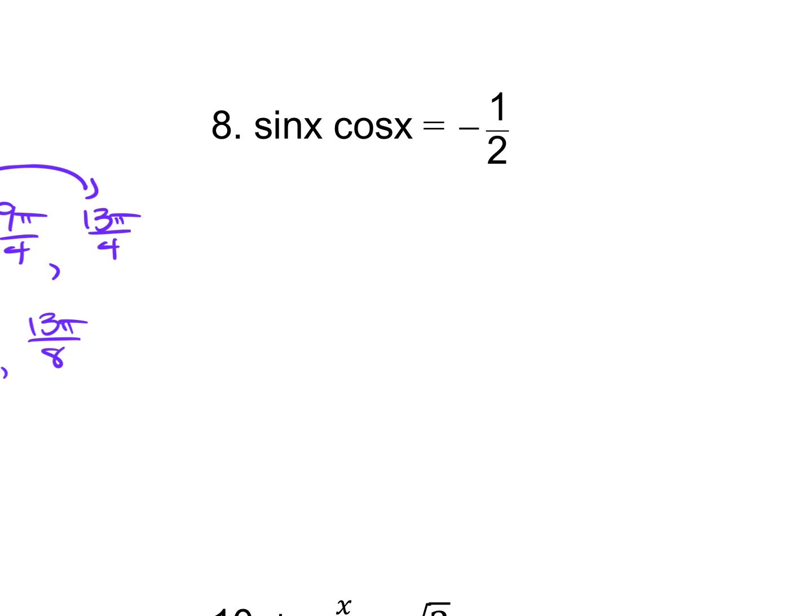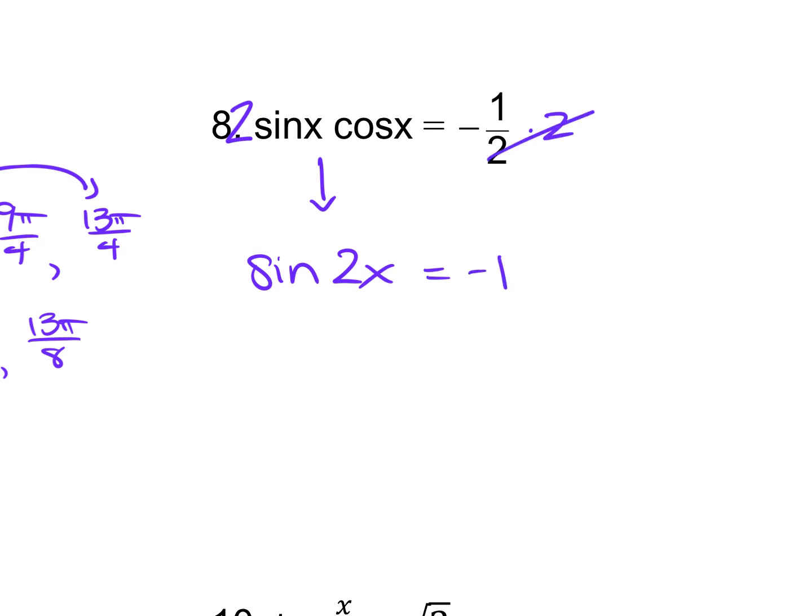Do we recognize that from anything? Multiply by 2. Why would I multiply by 2? Because then it would equal an identity. Yes. If I multiply by a 2 right there, where have we seen 2 sine x cosine x? What does that turn into? Sine 2x. Now, if I multiply by 2 there, where else must I multiply by 2? The other side.